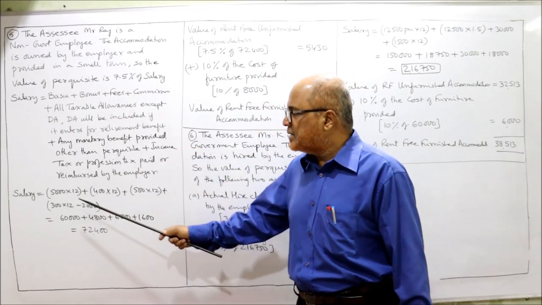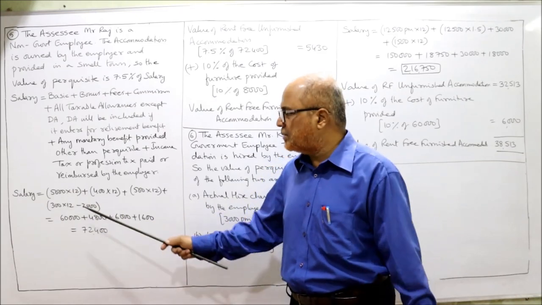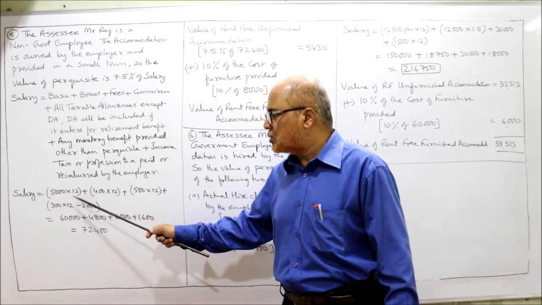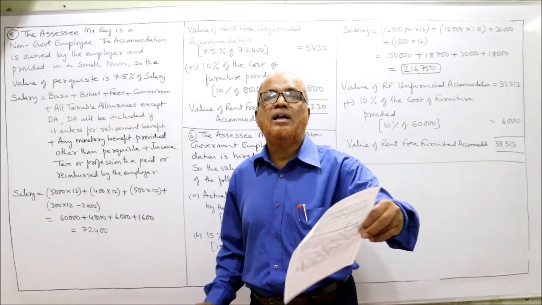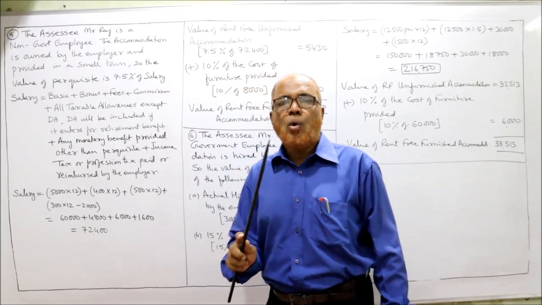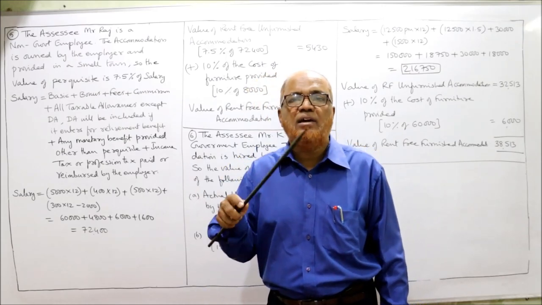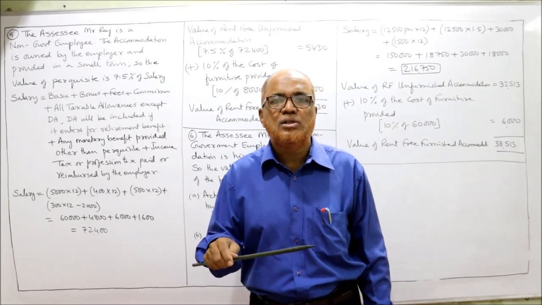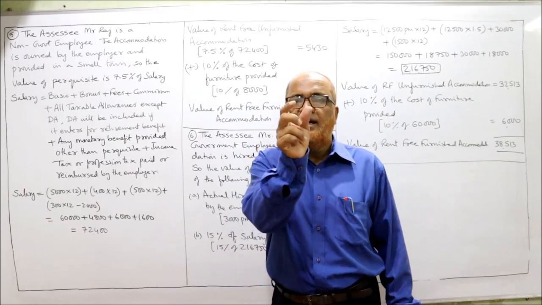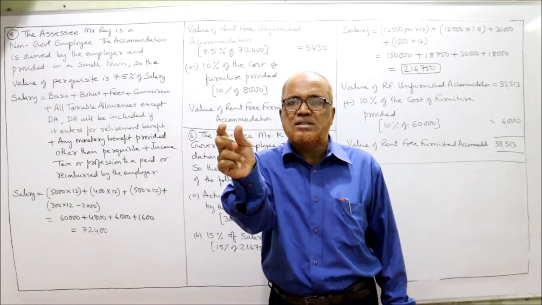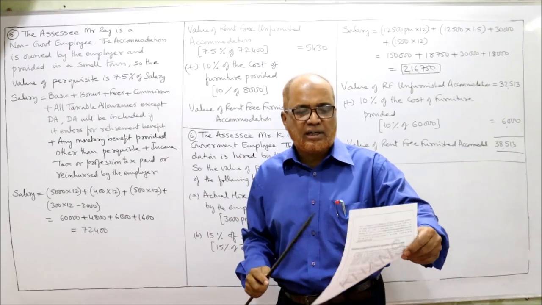In our problem, basic is given 5,000 per month. So 5,000 into 12, 60,000. Secondly, after basic salary, DA 3,200 per month is given. It is not given as entering for retirement benefit, so we should not take it. If the problem specifically says DA enters for retirement benefit, then only we should take it. Otherwise, we should not take it. So we are not taking DA.